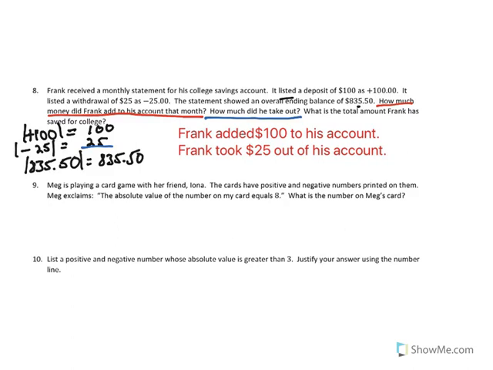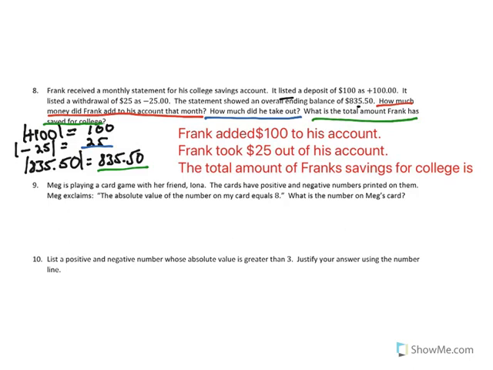The last question was, what is the total amount Frank has saved for college now? Then we look at our last amount right here. So the total amount of Frank's savings for college is, and I'm going to squeeze it in, $835.50. I'm going to put my dollar sign back, going to write it correctly.